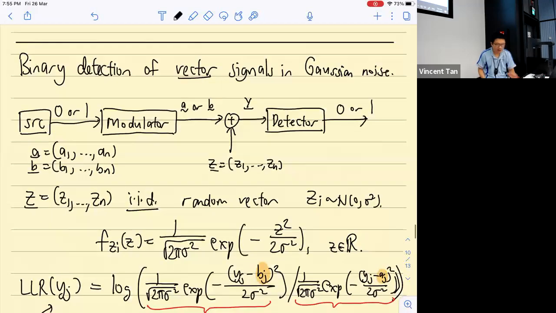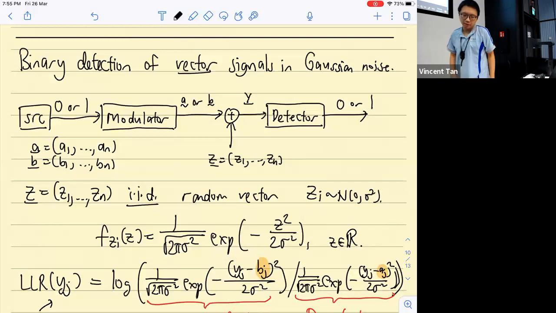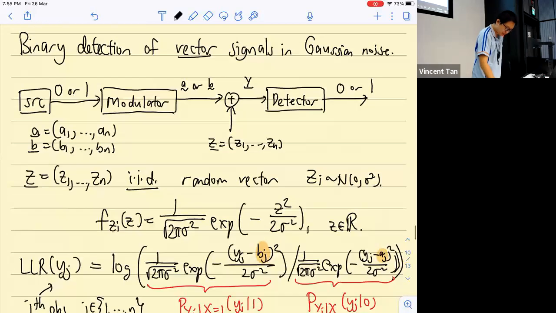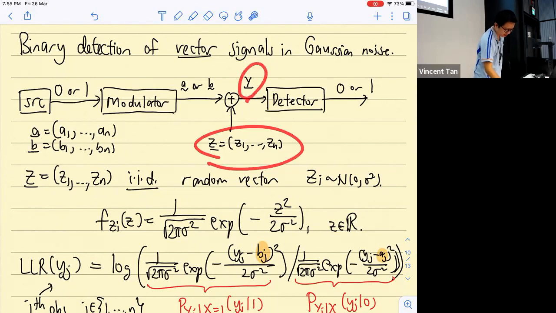Okay, so now we want to do the problem of binary detection of vector signals in Gaussian noise. And the whole idea is as follows. This is very important because we would like to transmit a bit reliably. A bit is basically 0 or 1. And this is going to get modulated onto vectors A or B. Actually, more generally, you can modulate 0 or 1 onto functions. Then this A or B gets corrupted in Gaussian noise, and you receive Y.